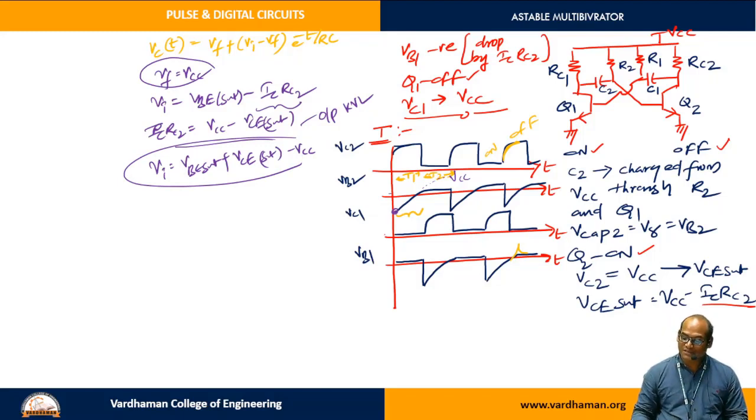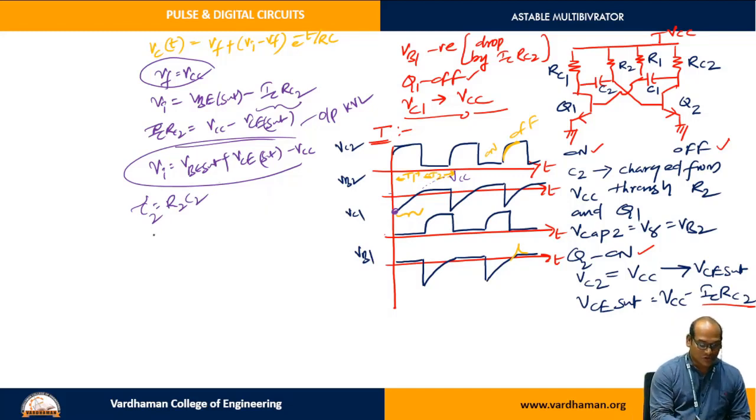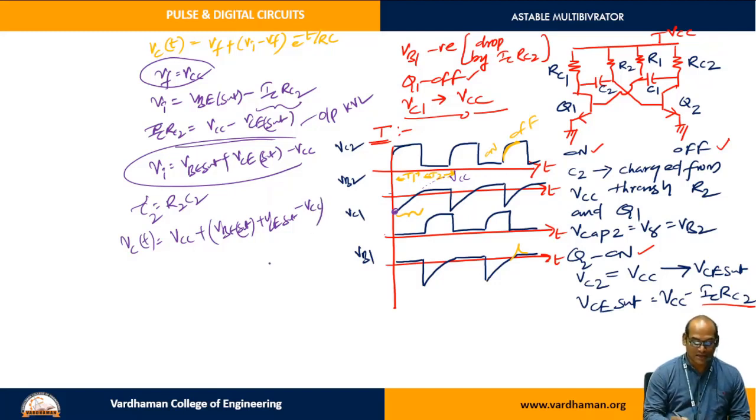If you are talking with respect to the C2 capacitor, the time constant tau 2 is equal to R2 C2. Now I am using the capacitor voltage equation. V final is VCC, V initial is VB sat plus VCE sat minus VCC, and the expression is again minus VCC e power minus T1 by RC.